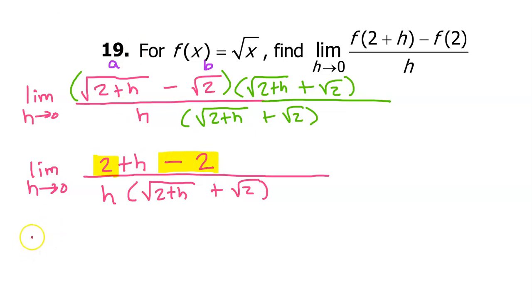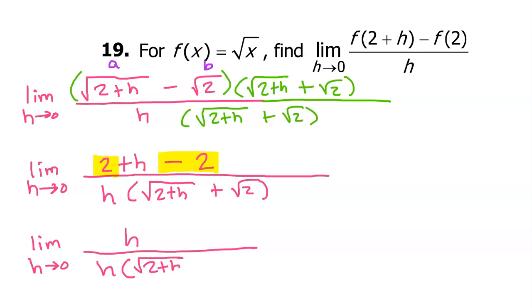So we can now write this as the limit as h approaches 0 of simply h over h times the square root of 2 plus h plus radical 2. And now that there is no addition or subtraction in the numerator, we can cancel these h's out, which is really what we needed to do so that we will be able to do the direct substitution that we want to do.